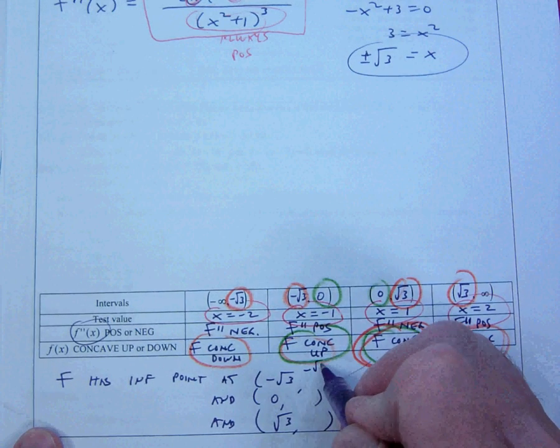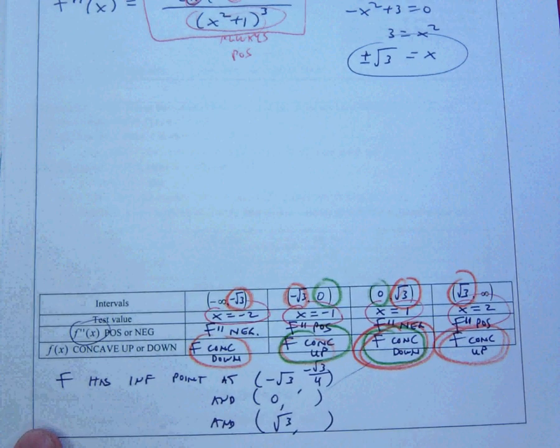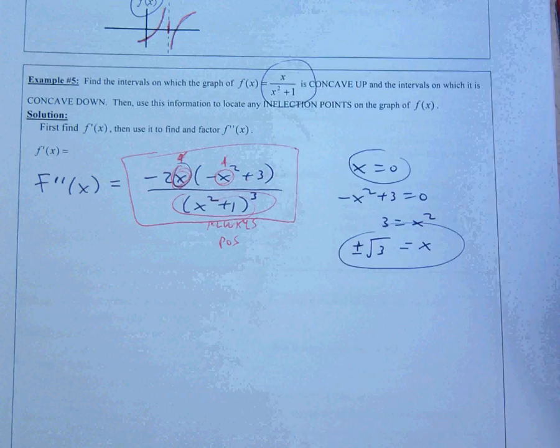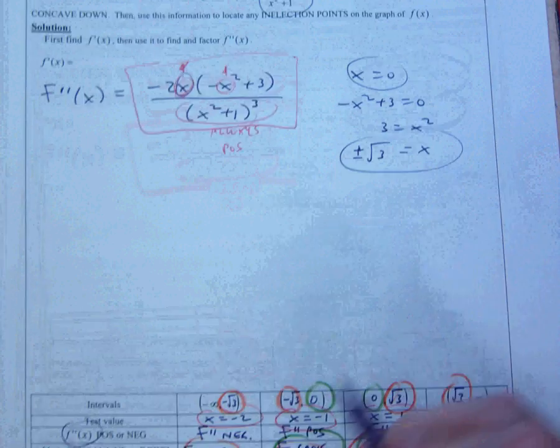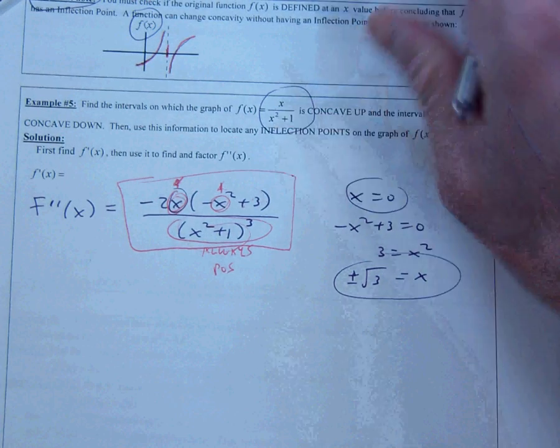Don't I get -square root of 3 over 4 there, guys? Yes? Okay, now stick a 0 in there and a 0 in there. What do I get for the y value? Quick. 0. And how about if you stick a positive square root of 3 in here and square root of 3 in there? What do you get? Square root of 3 over 4.